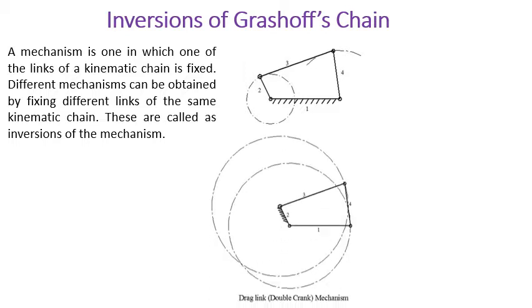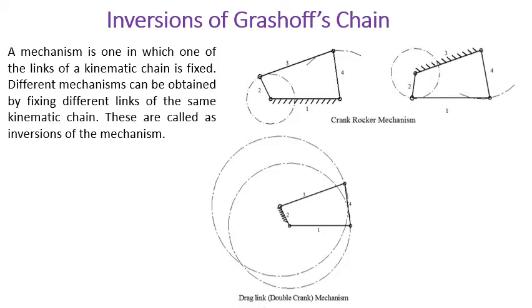Okay. So instead of fixing the first link, if I fix the second link, what happens? So I will get the double crank, right? Because we are fixing the shortest link. Therefore, link number 3 and link number 1 act as cranks and produce the double crank mechanism. Okay. So this is the second inversion. This is the first inversion. This is the second inversion.